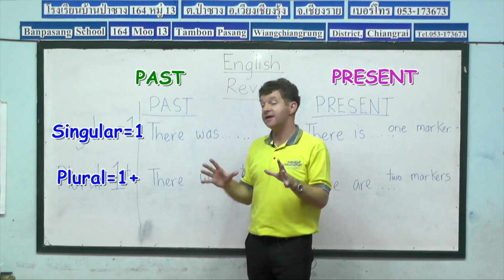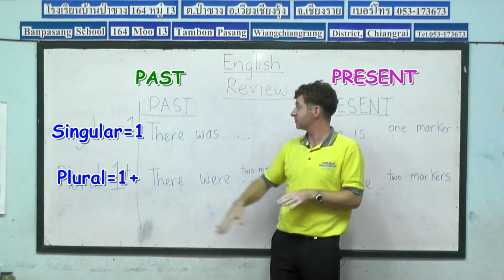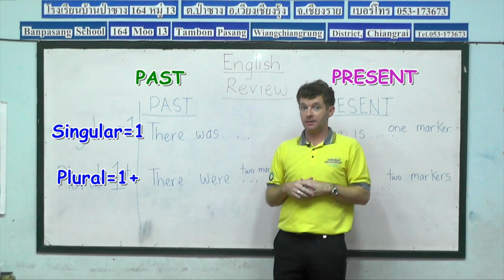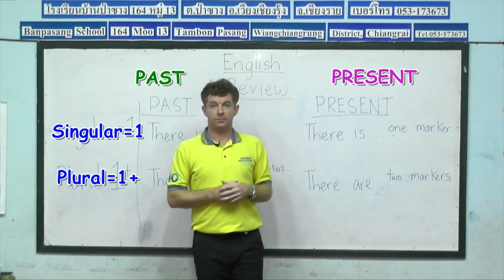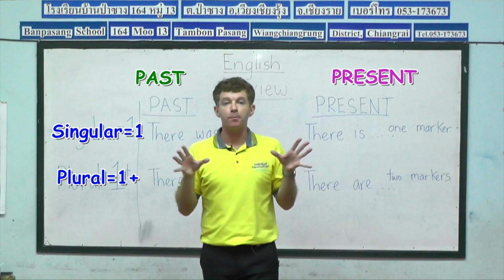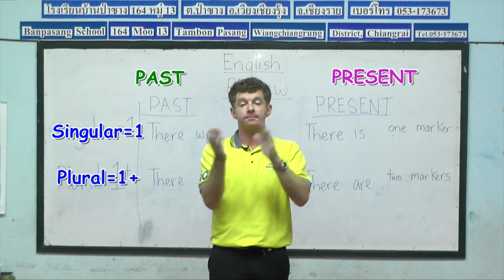So today's lesson is a review of the past and present tense forms. There was, there were, there is, there are, and how we can use them in relation to singular and plural nouns. So guys, that was excellent, very well done.